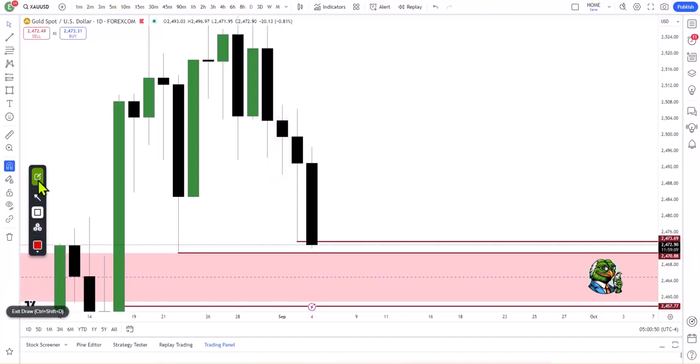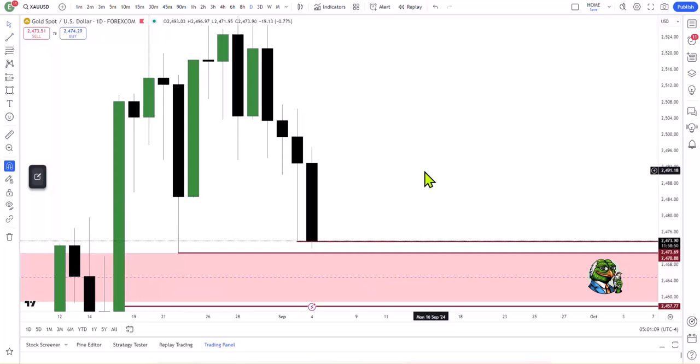When I wanted to enter a short position, I want to take the midpoint of that wick and use that as my potential level for the entry. So that's what I'm going to now dig down into and talk about further.